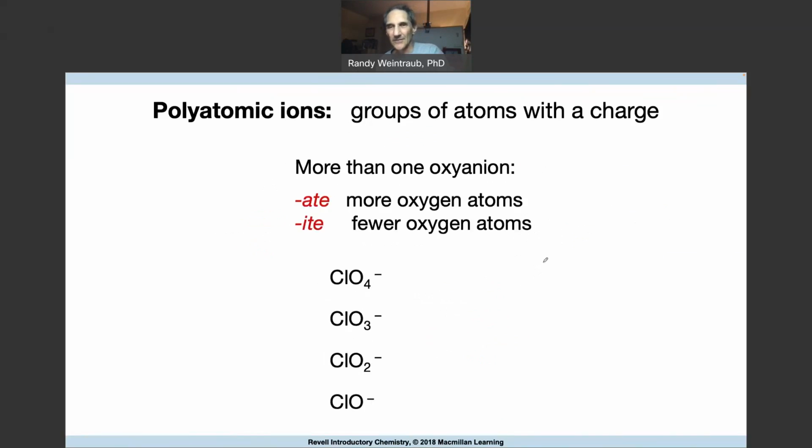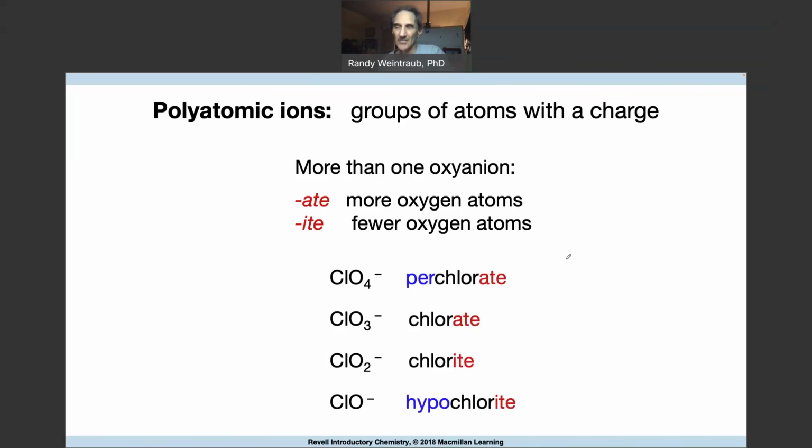Chlorine actually forms 4 oxyanions. These names are chlorate and chlorite and perchlorate and hypochlorite. And these prefixes you may see elsewhere, meaning high or max with the per, and low or least with hypo.